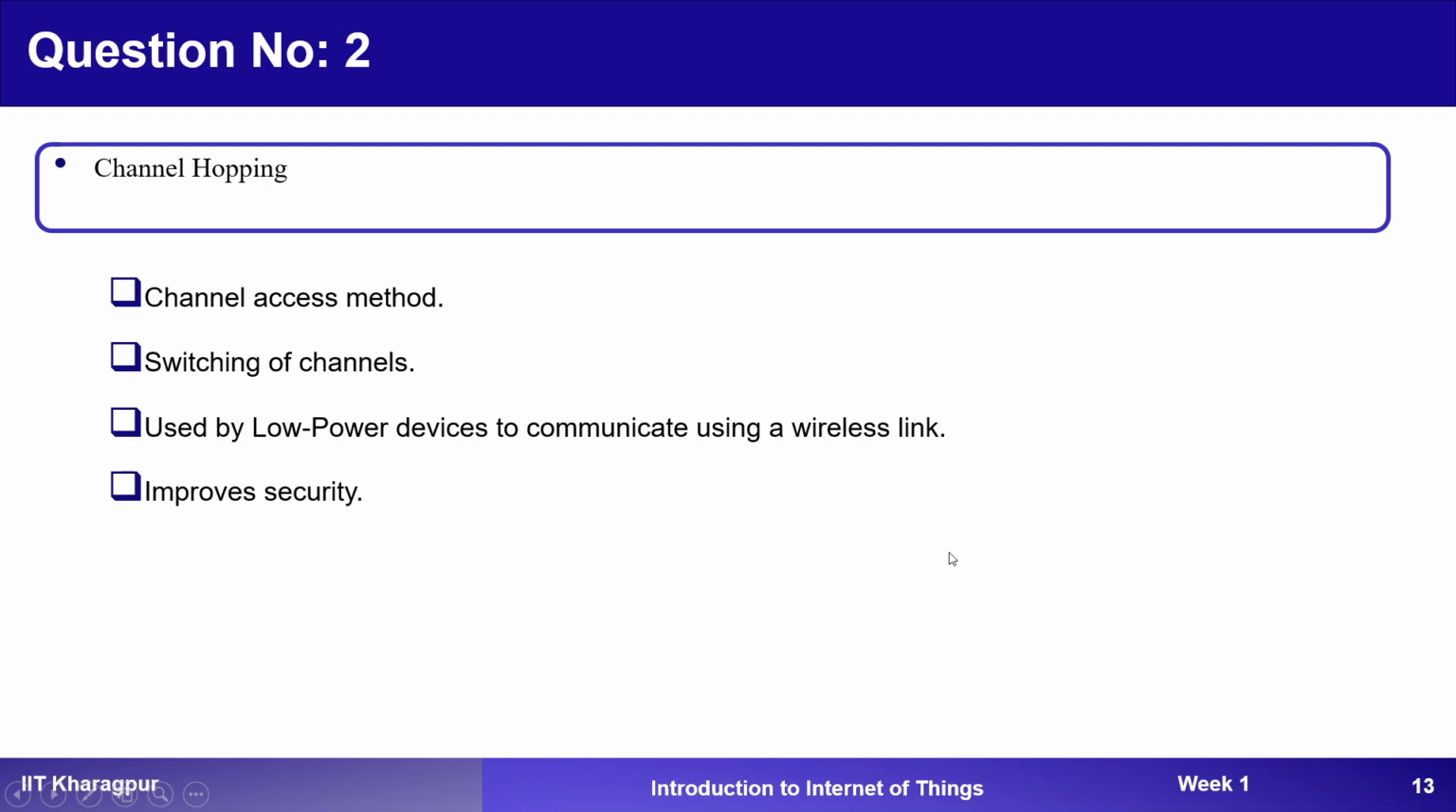Now the second one is channel hopping. Channel hopping is just as the name suggests, hopping between different channels, that is switching between different channels. It is a channel access method, and it is used by low power devices to communicate in the wireless link, and it also improves your security.